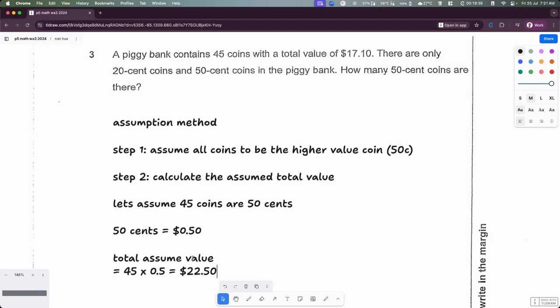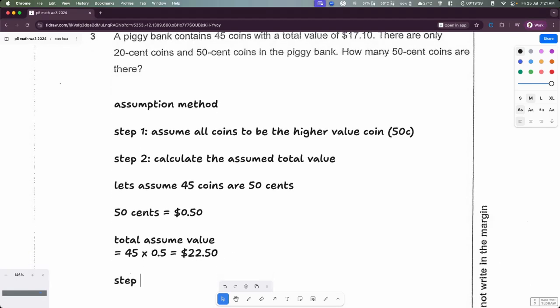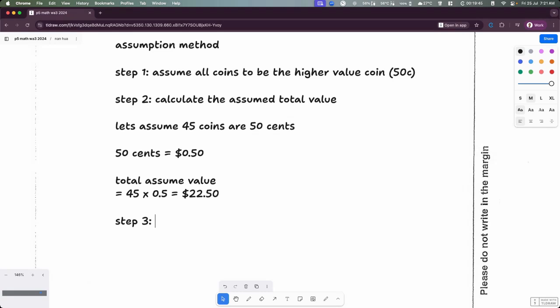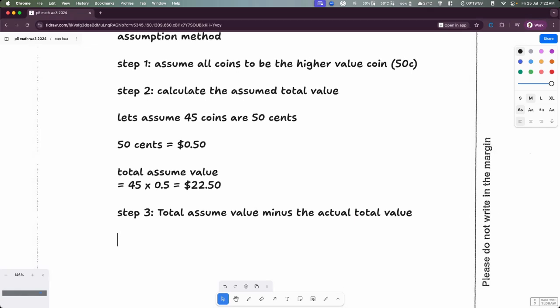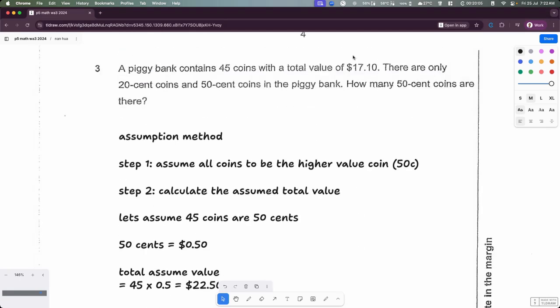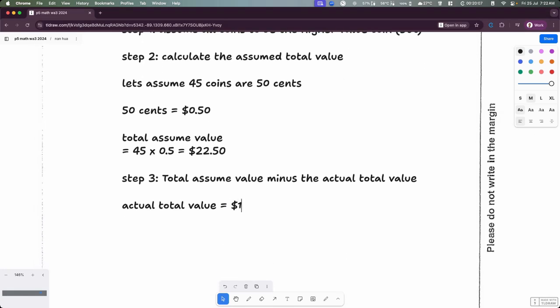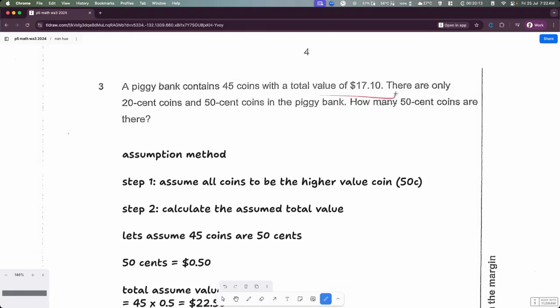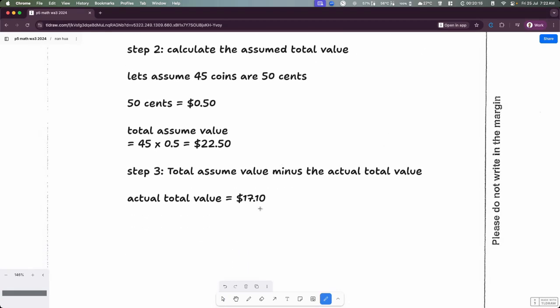The next thing, step 3, is basically to have the total assumed value minus the actual value, right? So the actual total value in this case is $17.10, right? Because we know that's $17.10, so then we just minus.